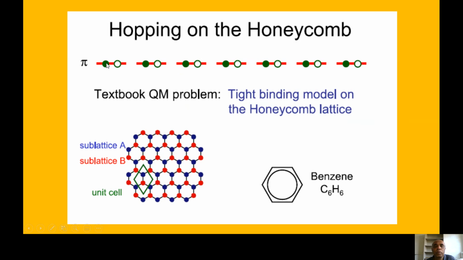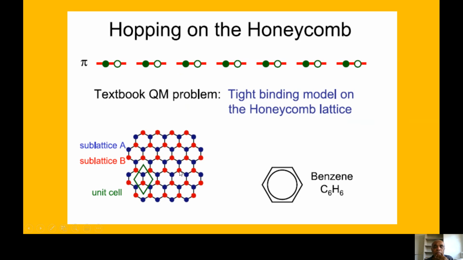Like I said, each has one pi electron. If they want to move, because these are unhybridized, we call them delocalized electrons, they can go from one atom to another atom by something called hopping. So that's how the current is carried in graphene, by hopping. Later we'll talk about the tight binding model. This is basically a standard textbook problem of the tight binding model.